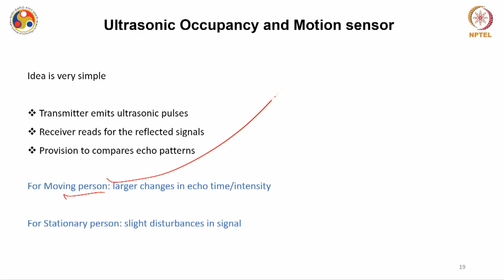So for a moving person, there is a larger change in the echo time and intensity. For a moving person, I mean the motion sensors, and for a stationary person, which I want to call the occupancy sensor, there is a slight disturbance in the signal. So basically you can use these ultrasonic sensors for both cases. It may be more accurate for a moving person, and not that accurate for a stationary person, but still you can have some disturbance in the ultrasound.